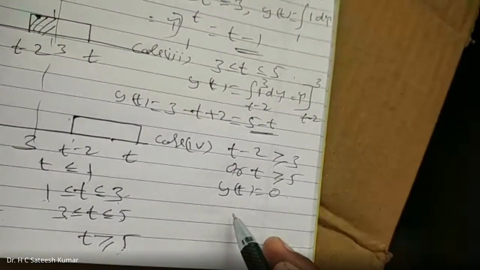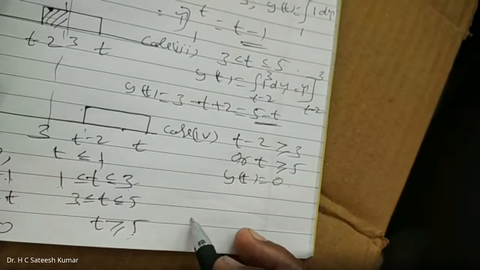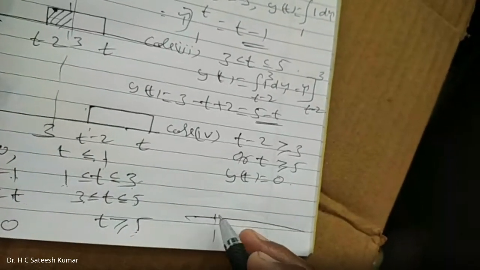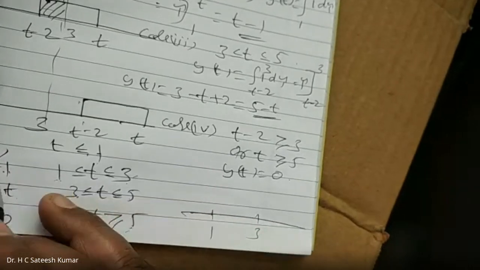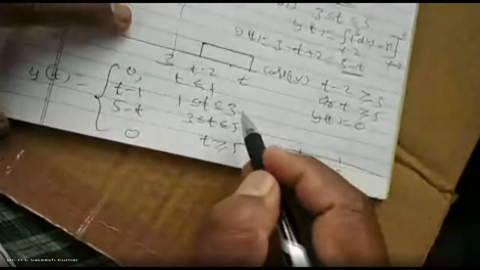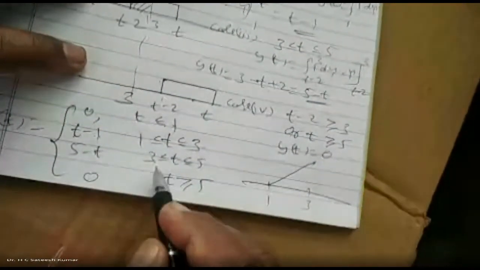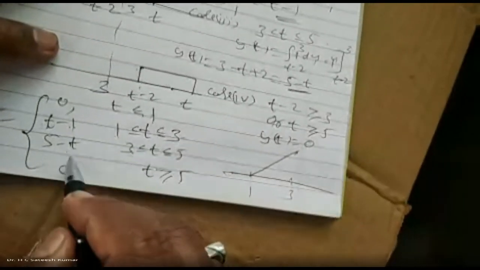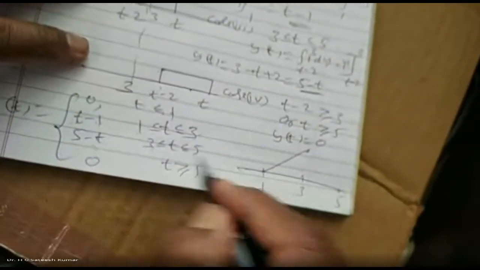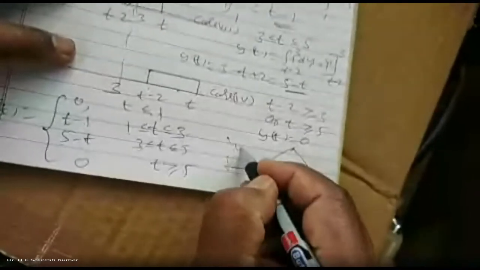If you want, you can sketch it, otherwise you can leave it, since you have not been asked to sketch. How to sketch: up to 1, 0. From 1 to 3, increasing, since t is there. At 1, 0. At 3, 2. Increase up to 2. Next, from 3 to 5, minus t means decreasing, negative slope. So up to 5. At 5 it is 0, at 3 it is 2. Therefore, this is the shape. Afterwards, it is 0. This is your y of t.